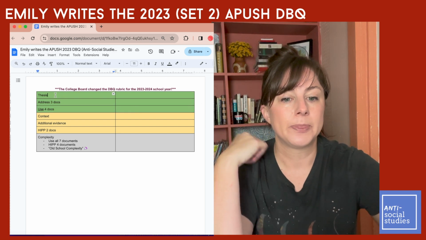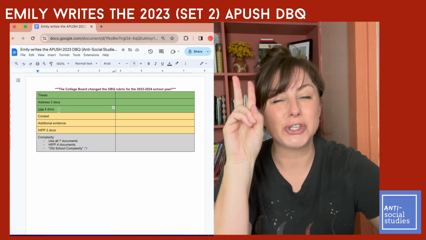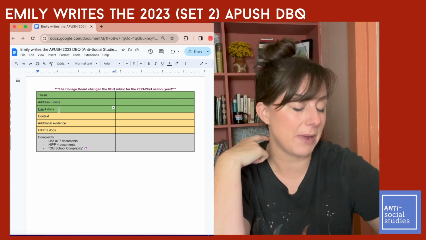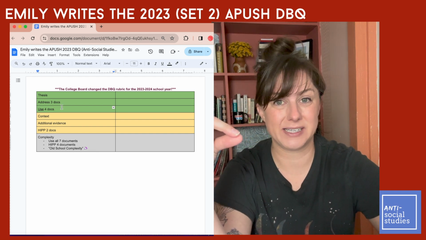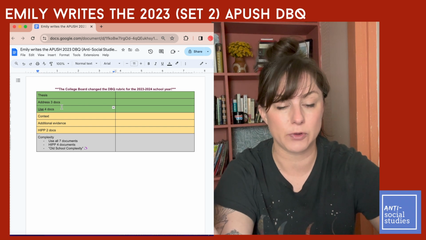Thesis statement, just addressing 3 documents gets you a point. And now just using 4 documents gets you a whole other point. That's one of the ways that they made it easier. Used to get that second point, you had to use 6 documents. Now you only have to use 4, and you could in theory get complete credit if you wanted to.